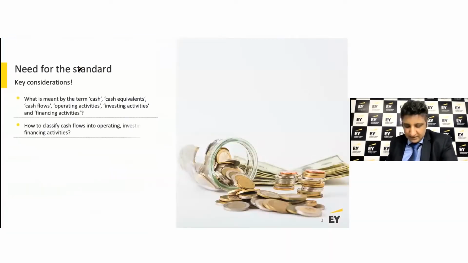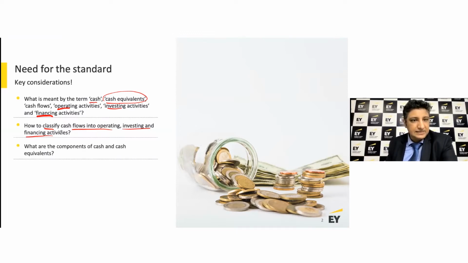Okay. Now, this standard categorically talks about some specific terms, with more focus on cash equivalents and the types of activities, predominantly operating, investing, and financing, right? So our focus would be to not just talk about the meaning of these terminologies, but also look at how to differentiate what kind of cash flows would fall under operating, investing, or financing, right? So we'll be spending some time on that discussion as well.